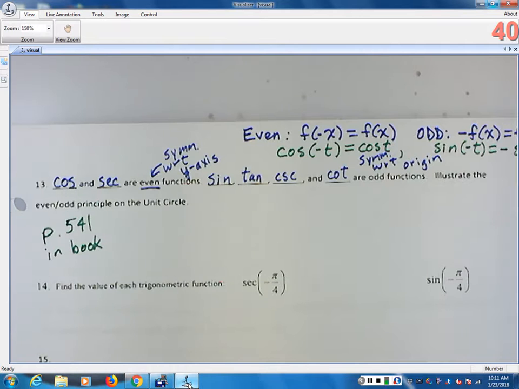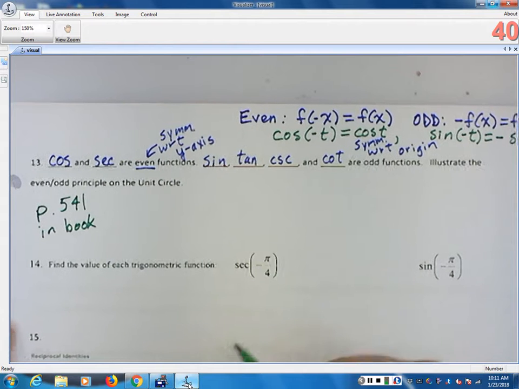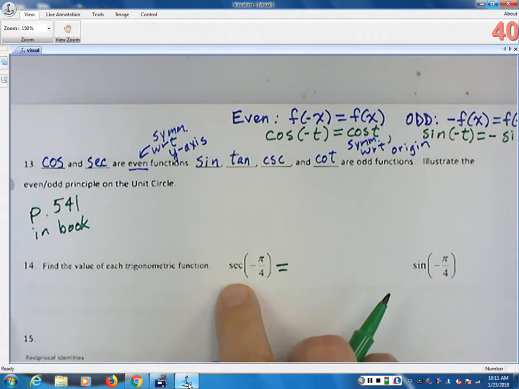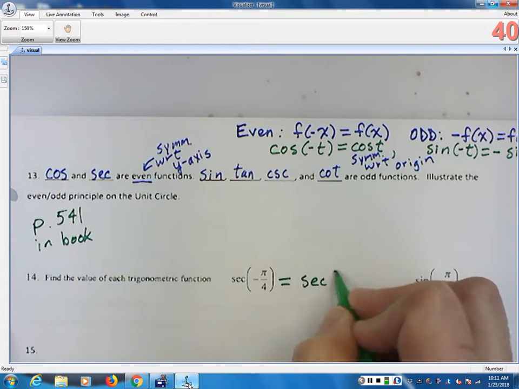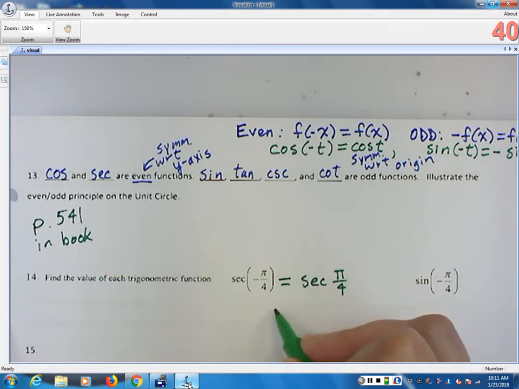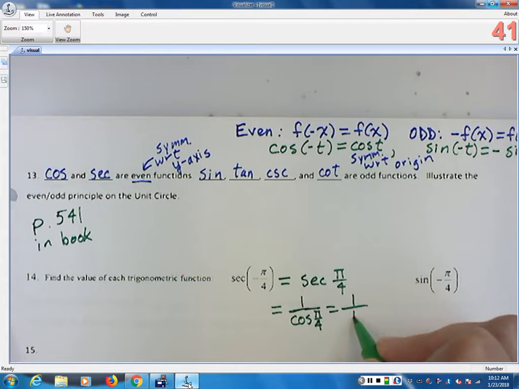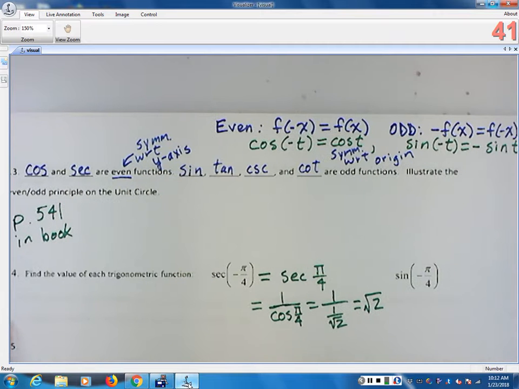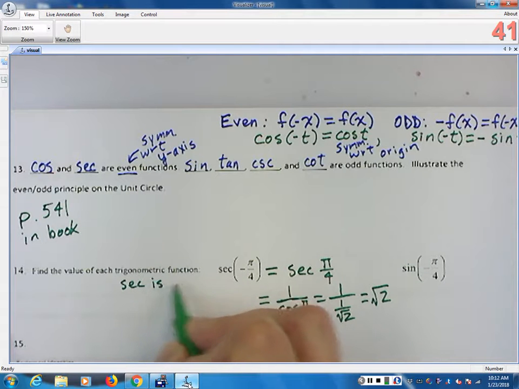Okay, so if we want to find secant of negative pi over 4, we want to write it in terms of a positive. Secant is an even function, so that equals secant of pi over 4. And that is 1 over cosine of pi over 4. We found cosine of pi over 4 was 1 over square root of 2. Flip that, you get the square root of 2. We use the fact that secant is even.